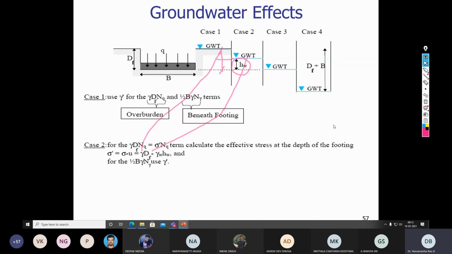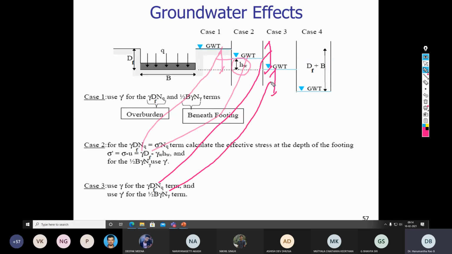So that is case 2. Case 3. So here also there is a specific. Suppose if you look at, again there are two terms in our case, gamma Df Nq plus half gamma B N gamma, as I have highlighted here. So the second term is pertinent to above the foundation level, while the third term is pertinent to below the foundation level. And the groundwater is right at the foundation level.